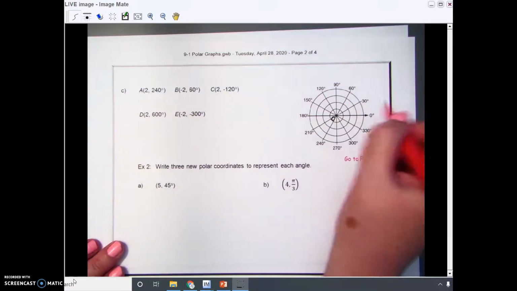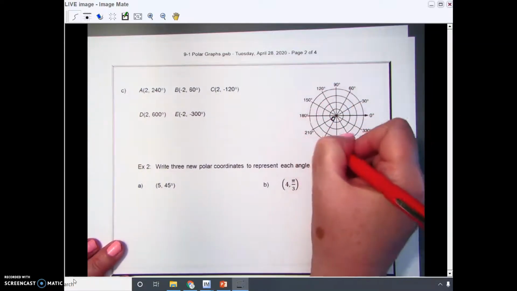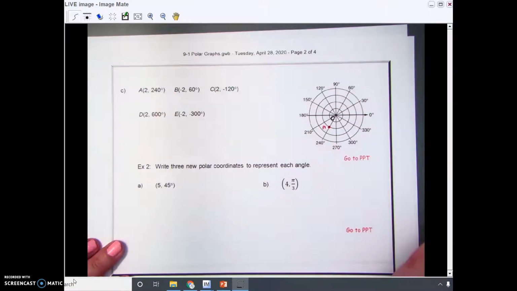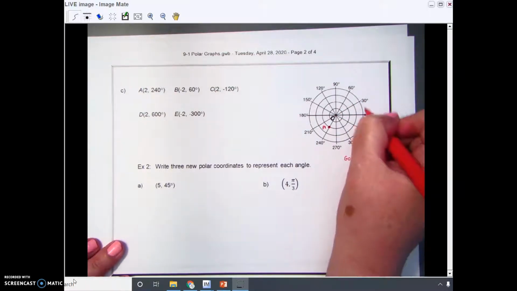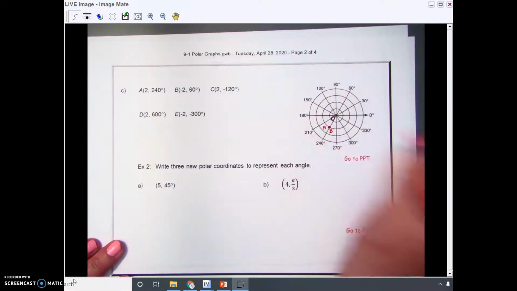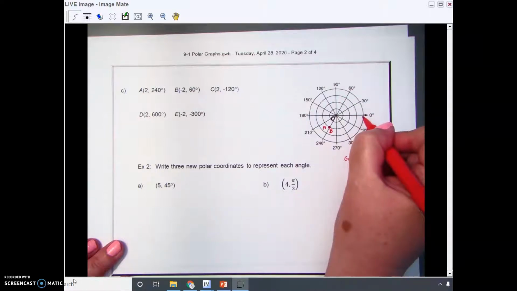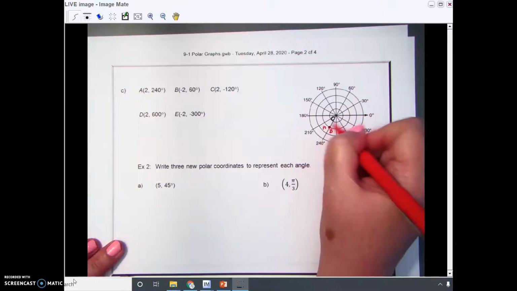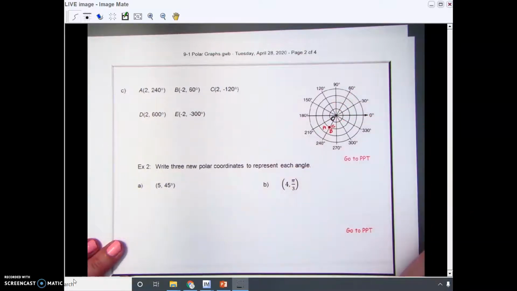All right, so notice this says go around 240 degrees and forward 2 units, and that would be point A, correct? This one says go around 60, but go backwards 2 units, and do you see that we end up at the same point? C says go clockwise 120, so 30, 60, 90, 120, and then forward 2 units. So do you see that that's exactly the same point?